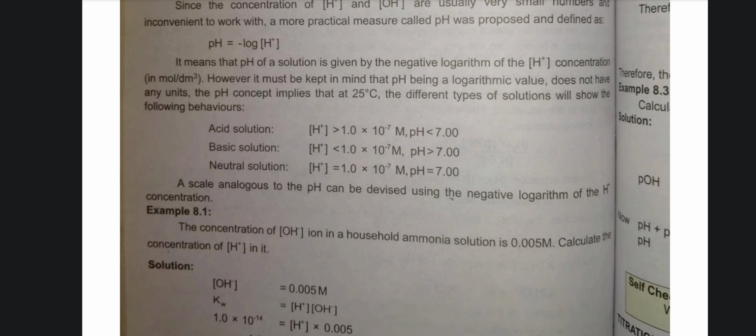The pH concept implies that at 25 degrees Celsius, different types of solution will show the following behaviors: acidic solution, basic solution, neutral solution. A scale analogous to the pH can be devised using the negative logarithm of the OH- concentration.